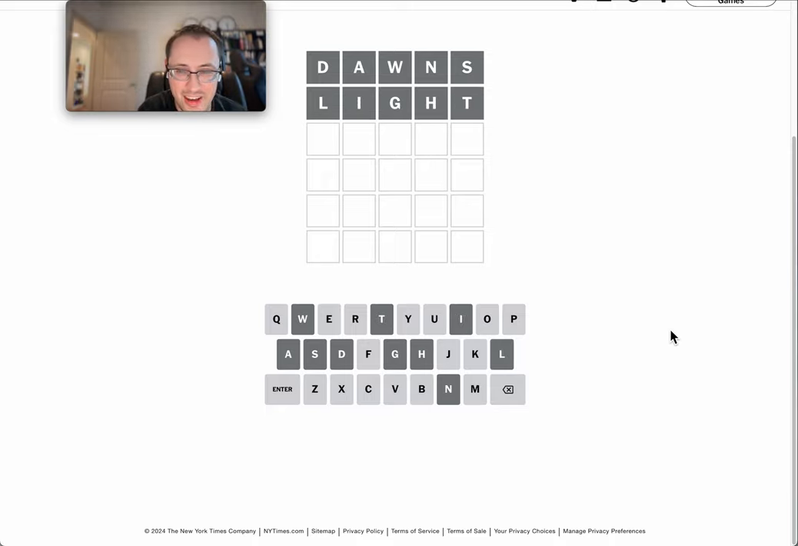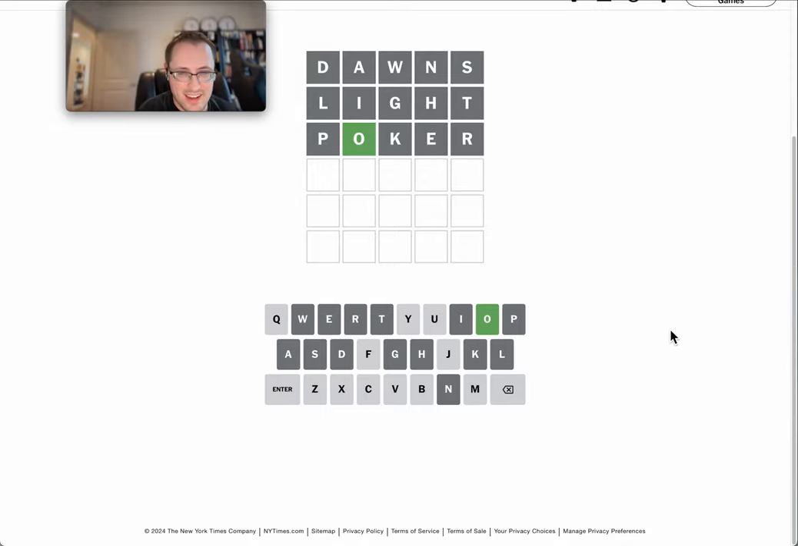10 grays! How about that? Poker. Surely one of these has to be right. Poker, paker, no, peeker. Does that work? Okay. I get an O, and that's all I get. Wow.